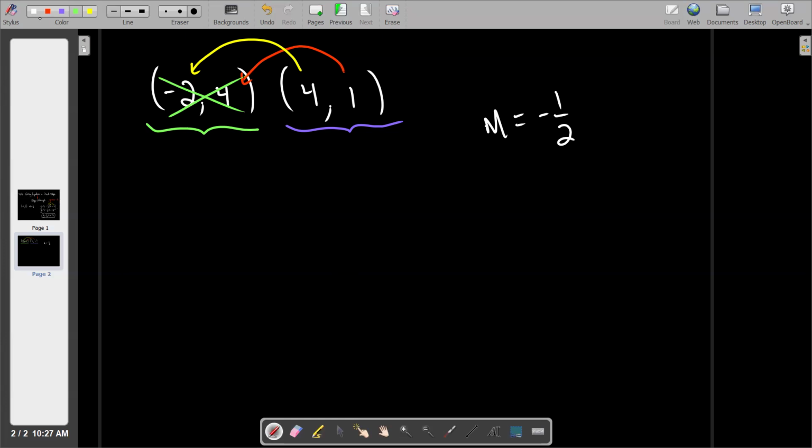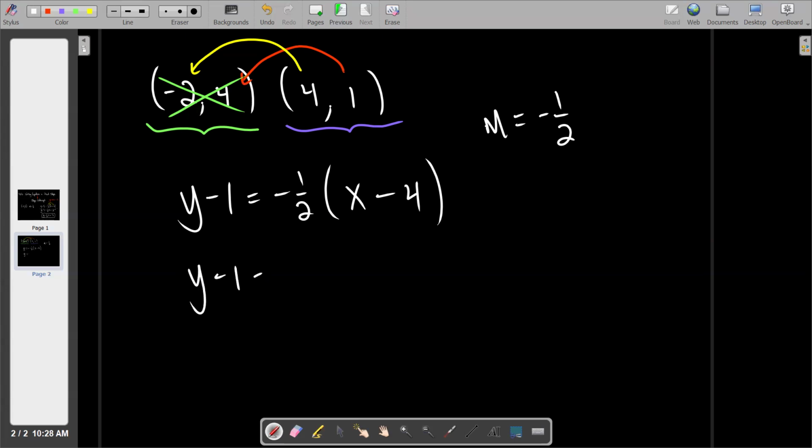So what is my initial equation going to say for the purple point? It's exactly what we just did before. y minus 1 equals -1/2. Perfect. And again, what's different today is that we're not done. So what do we do next?